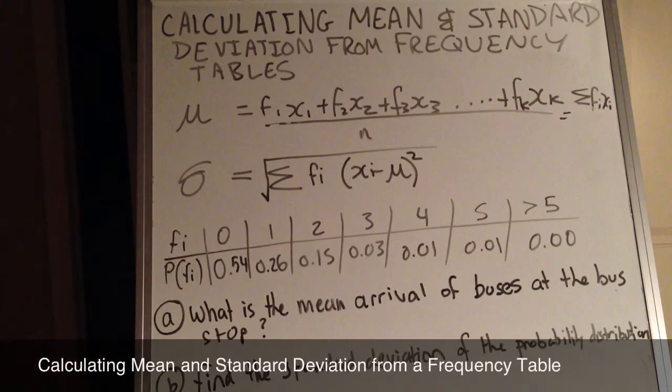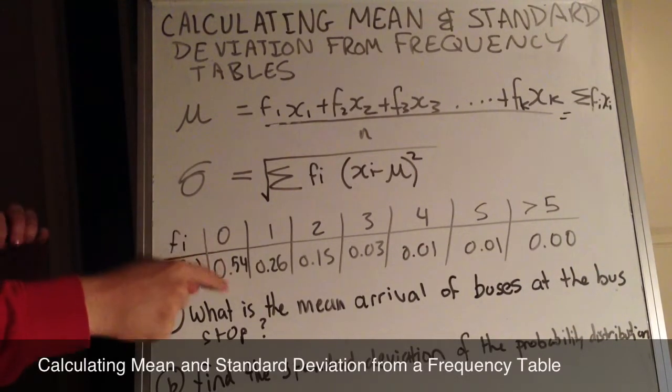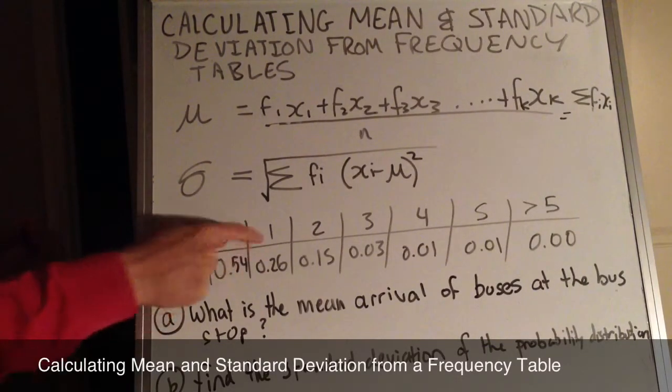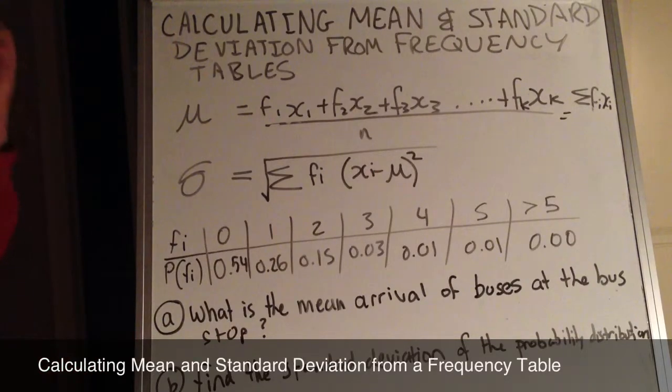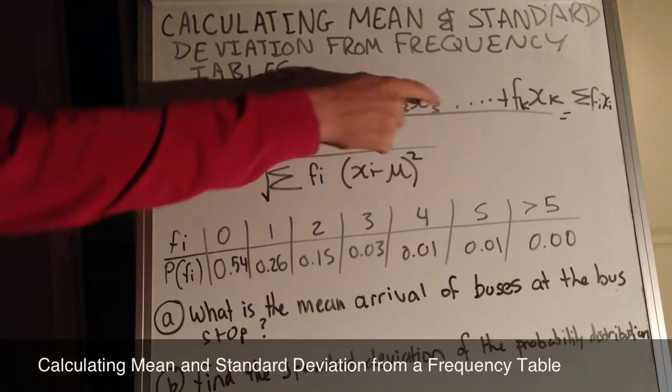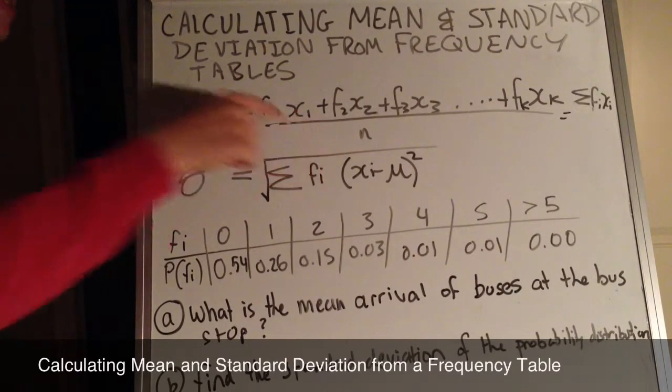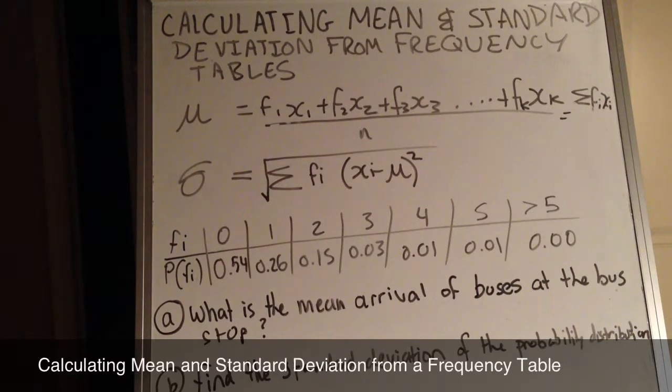Simply, in this case, because this is a probability frequency table, we just need to go that times that, the independent variable times the dependent variable. Because of course, in the end, if we have all these terms added together over the same denominator, then we're just going to be adding the numerators. So the denominator really doesn't matter in the end.